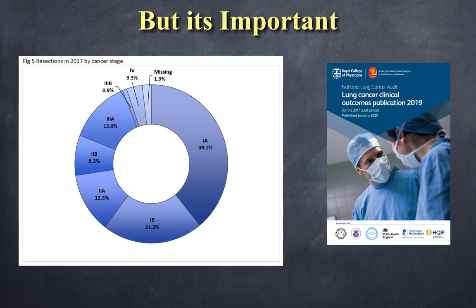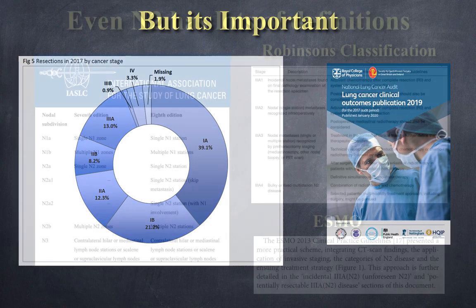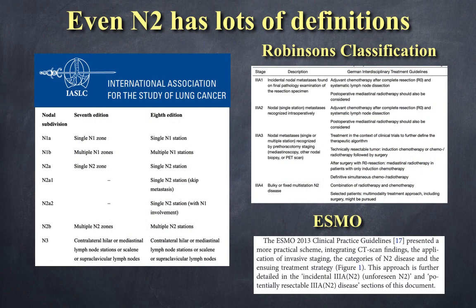So if we look at this, which was just published last year, 2019, it's the 2017 figures of all surgery in the whole of the UK. 13%, 1 in 7 of all patients, have stage IIIA disease. And then what's the definition?